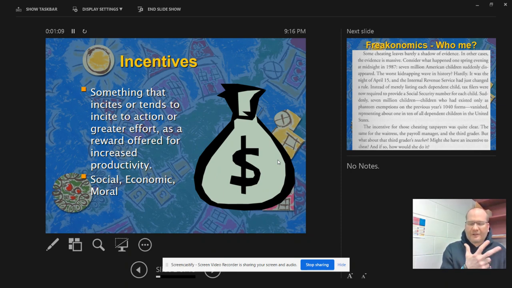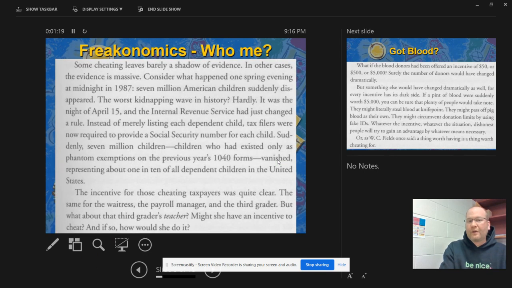There are three different types of incentives that we'll talk about throughout the year. It's social, economic, and moral. Social, economic, and moral. So if you're getting into this economic stuff and you want to talk about it just being incentives, there's a book out called Freakonomics, and I pulled a few examples of how incentives do work from that book.